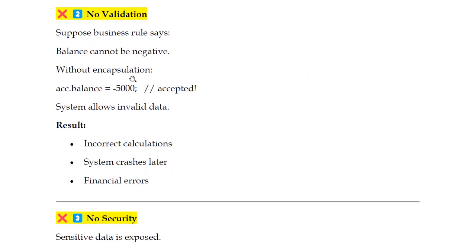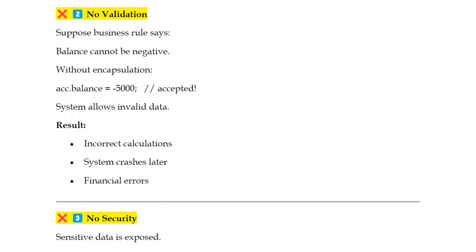Next, no validation. Suppose the business rule says the balance can't be negative, they are not allowing a negative balance. Without encapsulation, because there is no data security, account balance equal to minus 5,000 will be accepted. It should not be allowed as per the business rules. The balance should not be a negative value. Like the age should be in a positive range, it should not be negative. No one can have an age like minus 29 or minus 39. So it should not be negative.